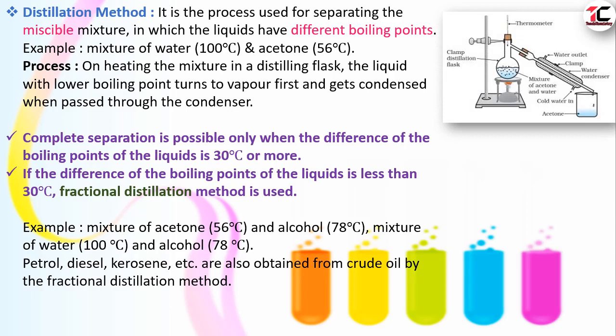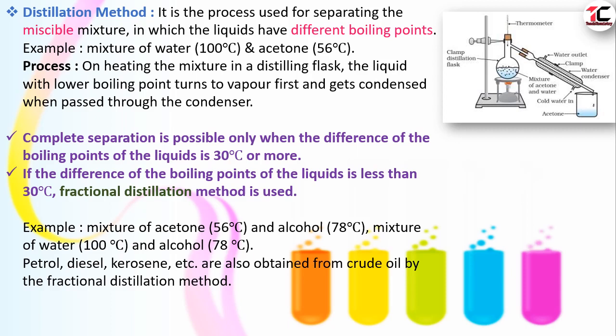Here is the distillation flask. Inside the distillation flask there is a mixture of acetone and water, and a condenser is attached to the distillation flask. A thermometer is fitted to the distillation flask. Now we heat this mixture. When we heat it, the vapors of acetone come out, and when they pass through the condenser, they condense and we get liquid acetone again. Here there is a use of the thermometer. The thermometer maintains the boiling point of acetone, that is 56 degrees Celsius.